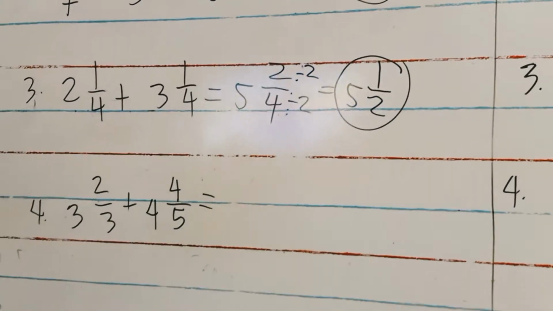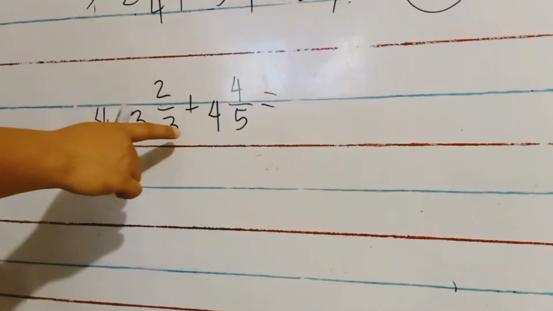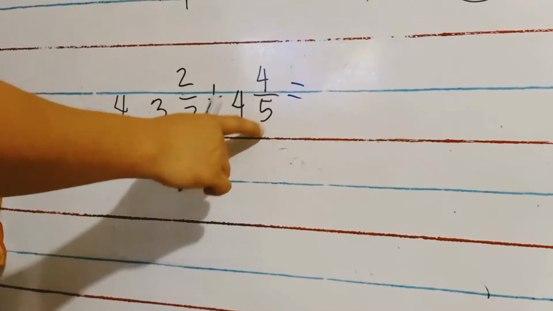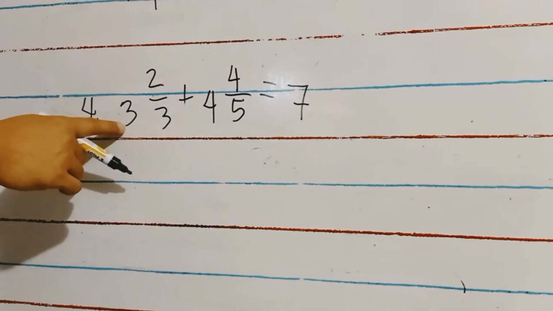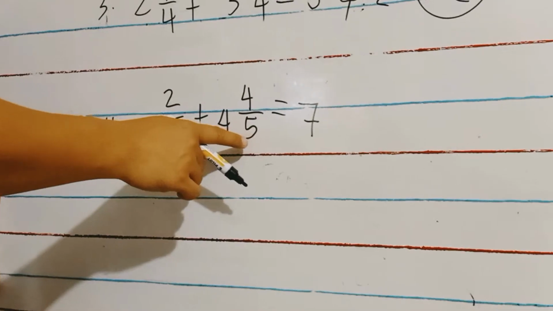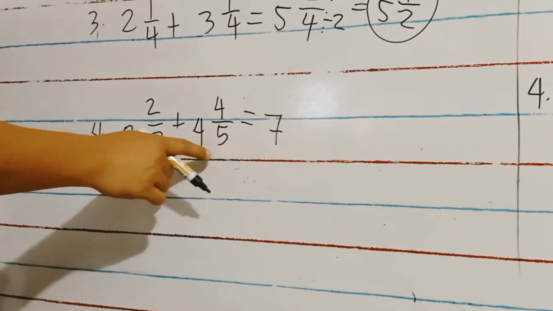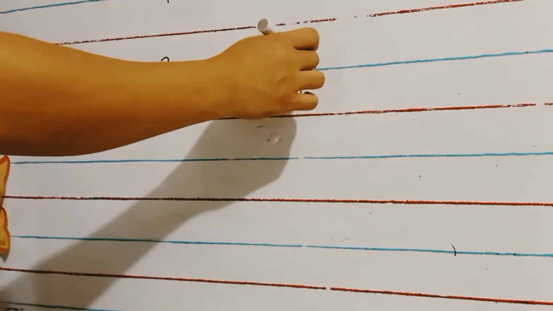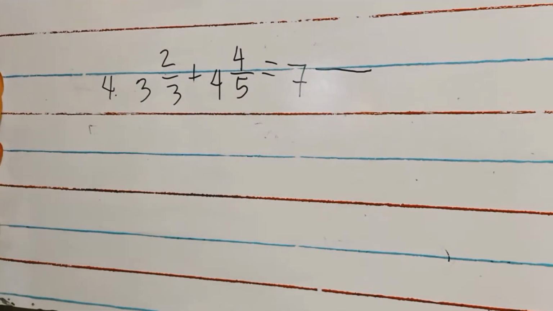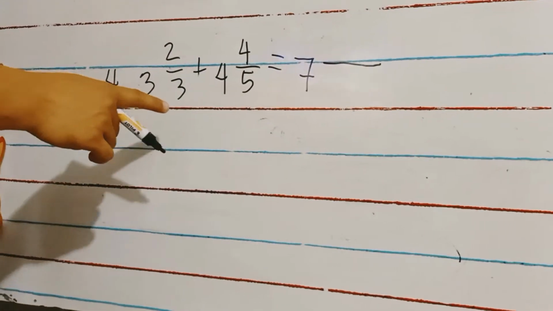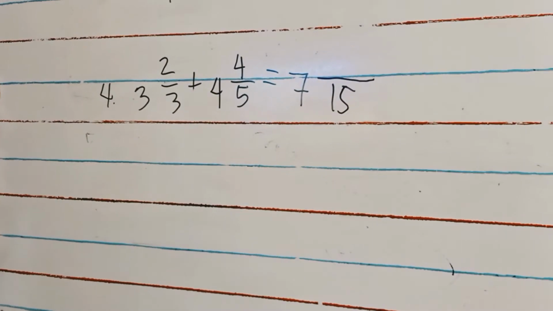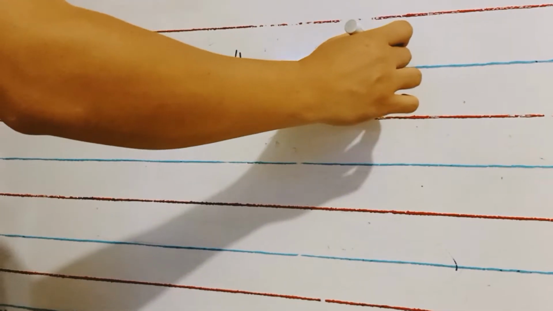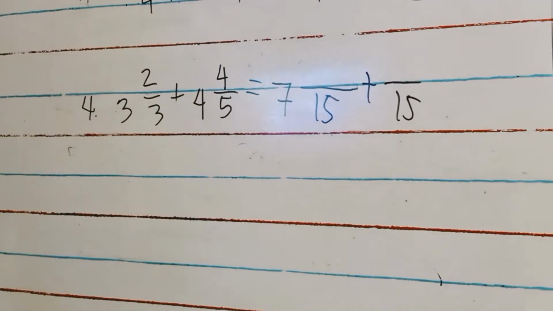Okay? Next. 3 and 2/3 plus 4 and 4/5. We just add the whole number. 3 plus 4 is 7. Then, hindi sila magkamukha or dissimilar fraction. Hanapin ulit natin yung kanilang common factor or LCM, I mean. So, 3 and 5 ang LCM nila ay 15. Okay? So, ipa-plus natin siya sa 15 ulit.